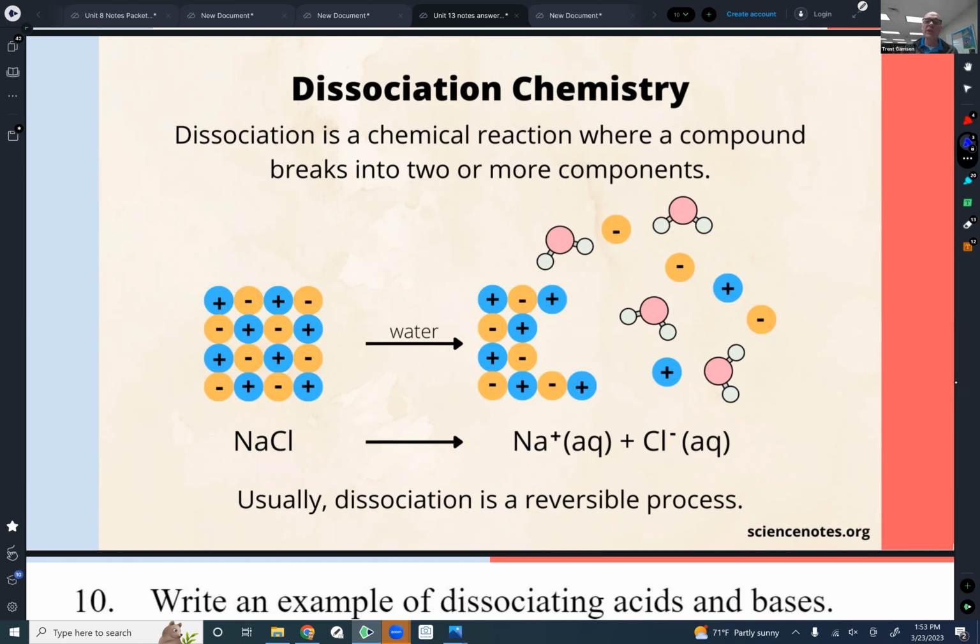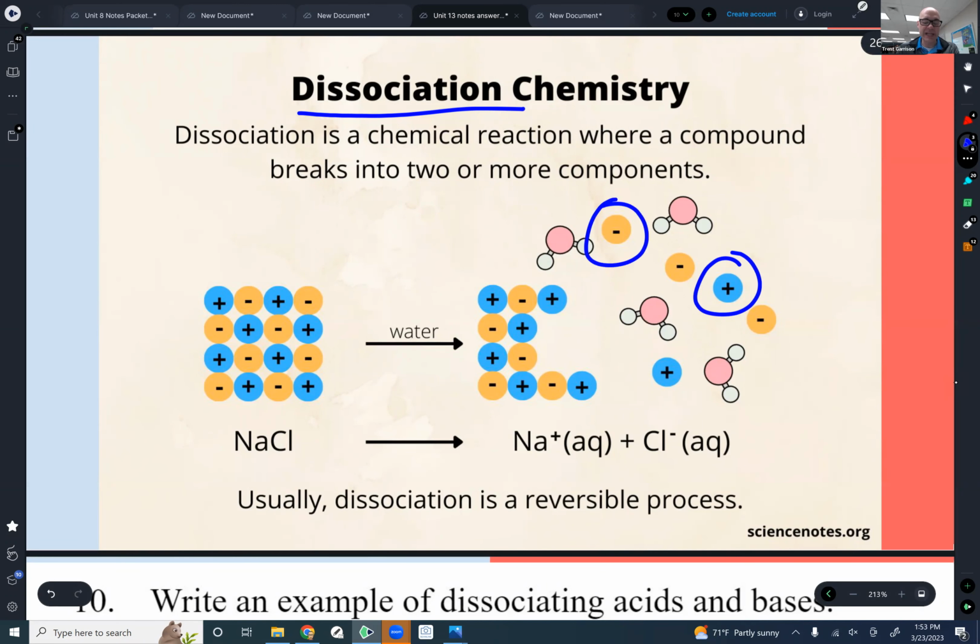Now, how do we lose electrons? How do we lose these hydrogens? It's through the process of dissociation. We have talked about this before whenever we talked about solvation and how materials dissolve. What we need to know is that whenever an ionic material gets into water, it will separate into individual ions, individual positives and individual negatives. That process is called dissociation.